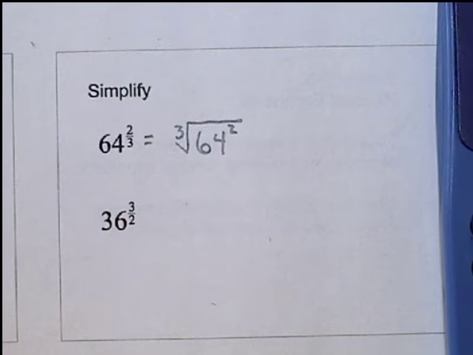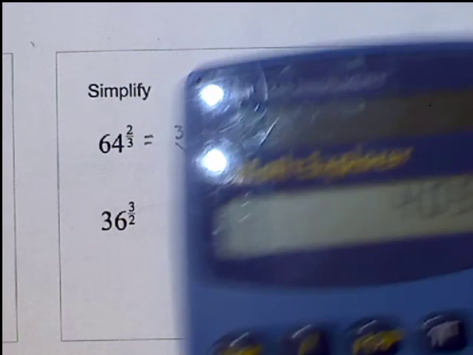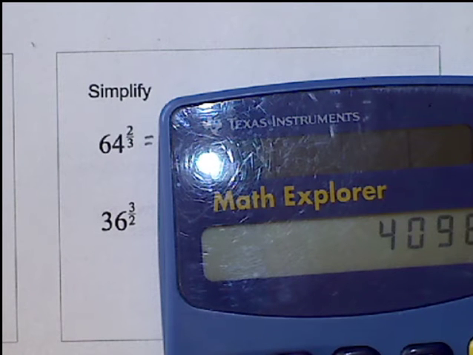64 times 64 is 4,096, and then the cube root, 1/3, is 16. Okay?